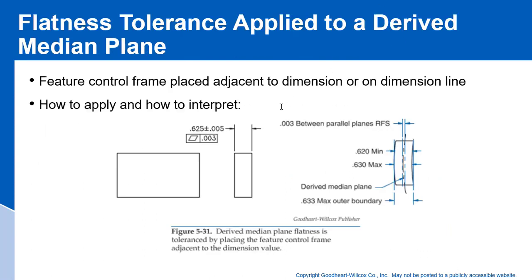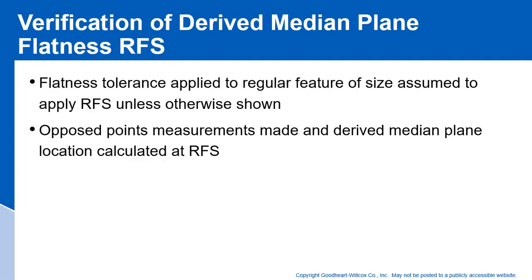So in this case, what would happen if we applied that tolerance to a derived median plane? Here we have a feature of size, and this flatness tolerance is applied to that plane. What does that mean? We have .003 parallel planes at RFS. That is our tolerance zone. It's two parallel planes, and then at .620 min and .630 max. So that is what that means. So how would you verify that?